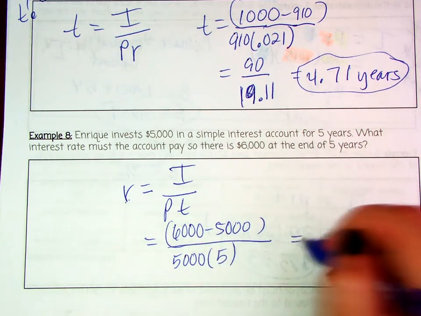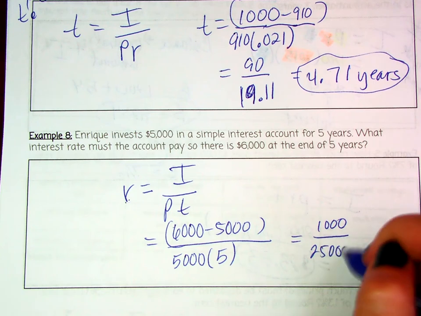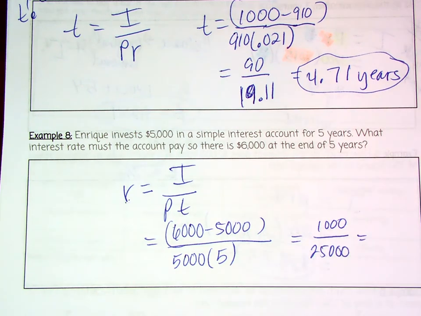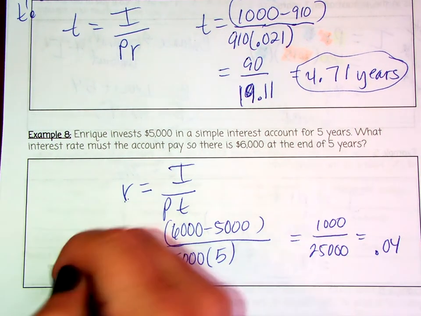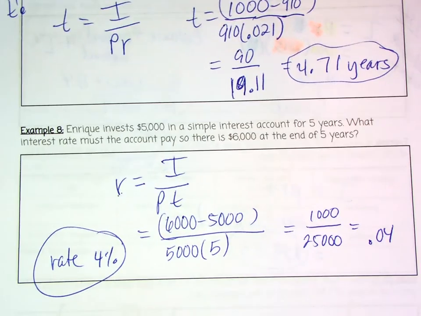So 1,000 divided by $25,000. And that's 0.04. So that's a rate of 4% that would be needed. Notice how using these equations when they're already manipulated for you for the variable you're looking for can save you time.